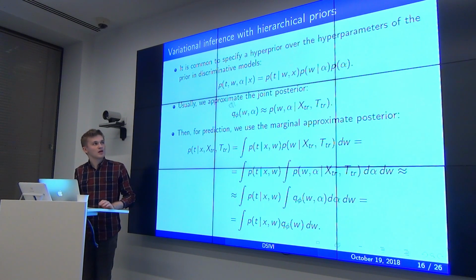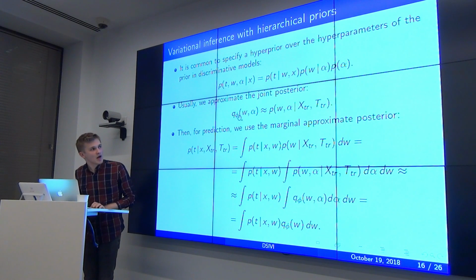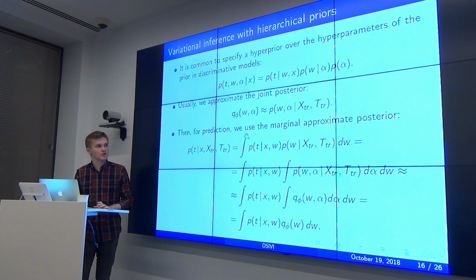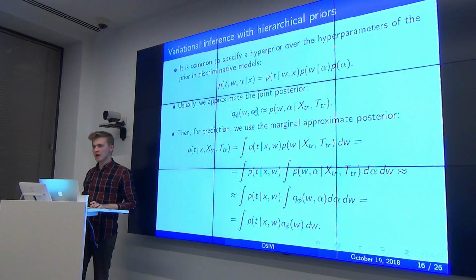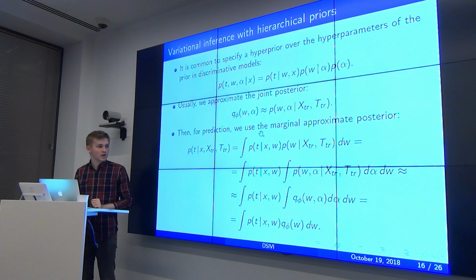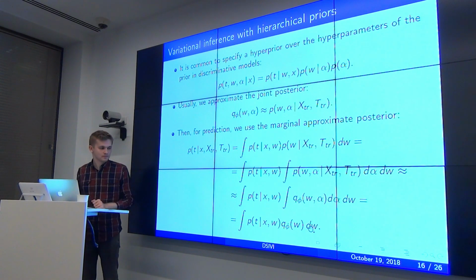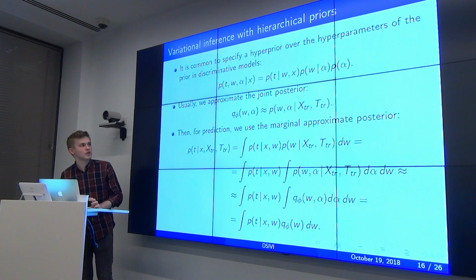Well, we can approximate the joint posterior. If we introduce some parametric family Q phi, we can perform inference in the joint model, and then for prediction we may use the marginal approximate posterior. We just marginalize out our alphas and get some approximate posterior over W. So here we have the posterior predictive distribution. We want to have some posterior over the parameters, but we don't have that, so we integrate out the hyperparameters. But this we can approximate with our approximate distribution Q, and use this to predict new values of our target for a new object.